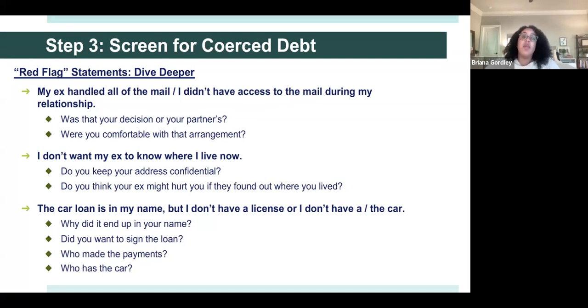Well, maybe the survivor was comfortable with that arrangement. So you want to walk the line of both recognizing red flag statements, but also not making assumptions before you've asked those more probing questions.